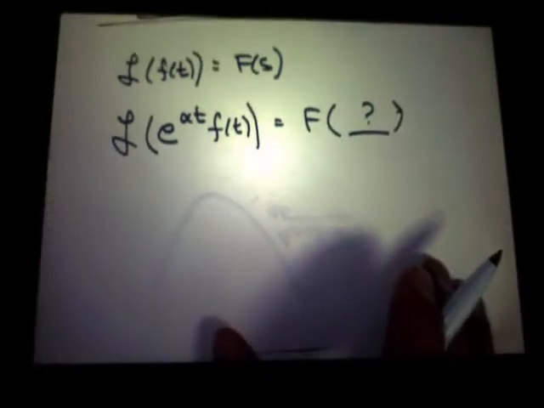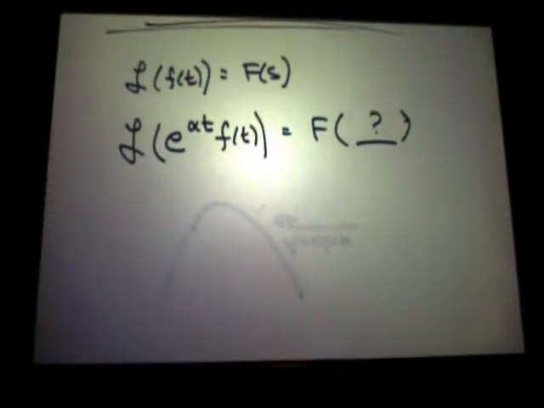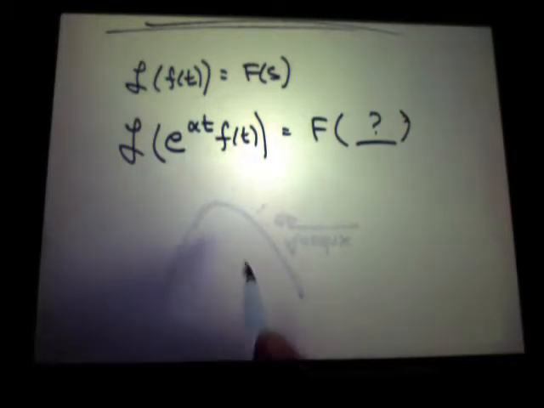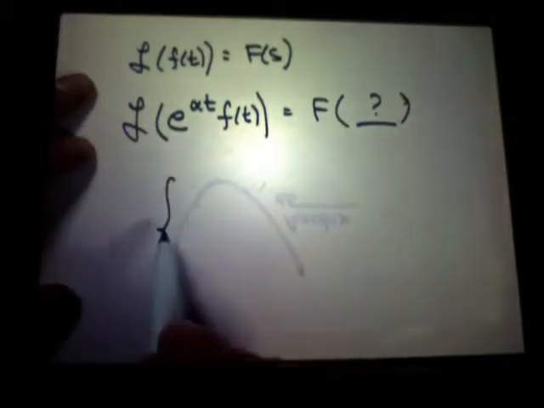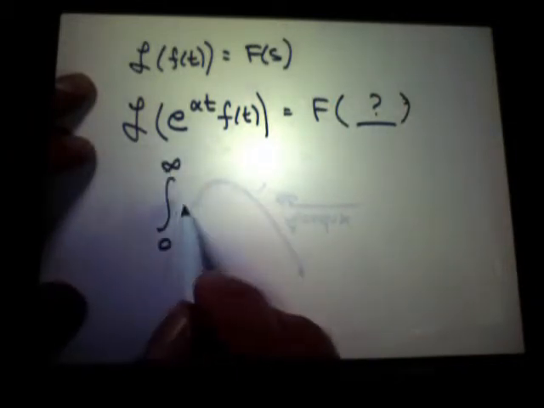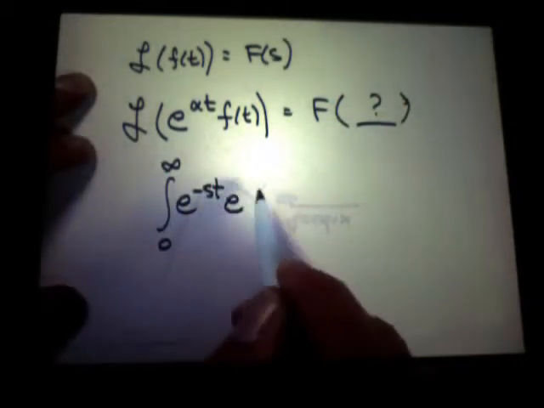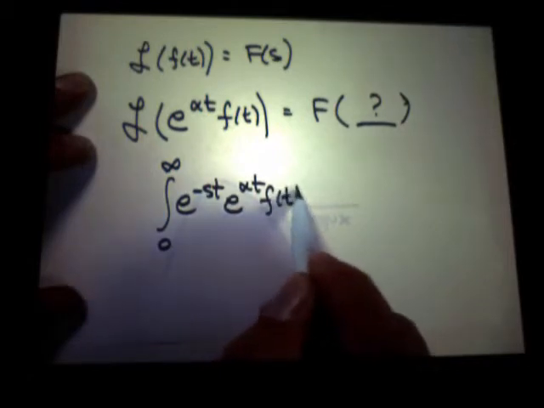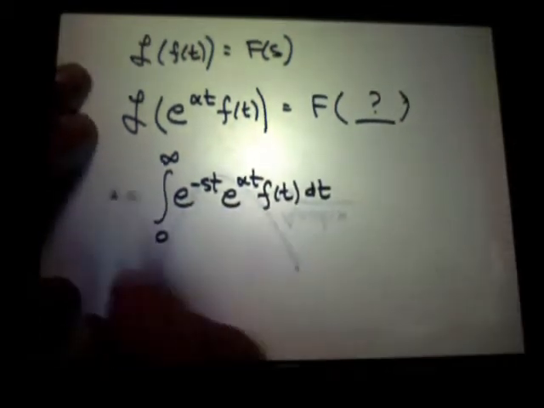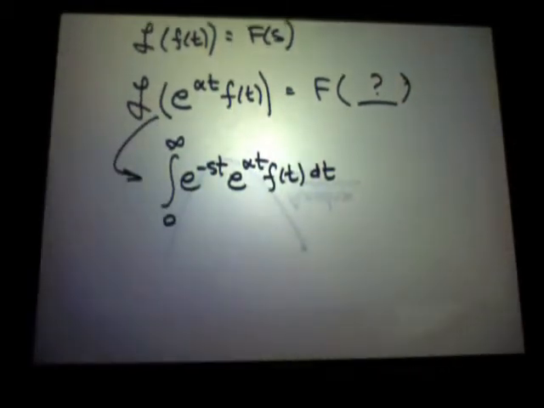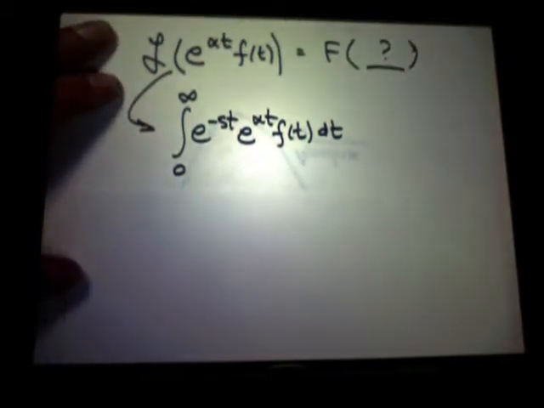What's that do in the S space? What do you think? Well, just a lot of these problems are solved by appealing to the definition. So I would have the integral from 0 to infinity, e to the minus s t, e to the plus alpha t f of t dt. That would be this thing, right? S minus t? Not so fast, Mr. Bond.